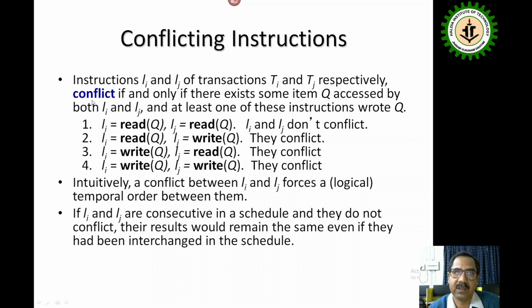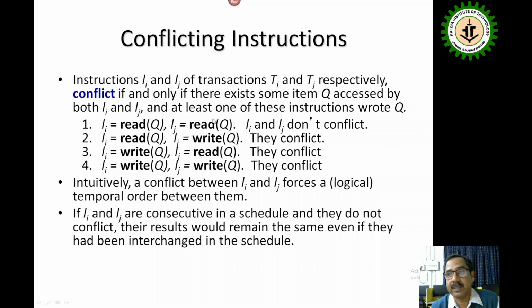a conflict arises. So when a conflict arises: if we consider two transactions Ti and Tj, and we consider two instructions Ii and Ij respectively, then the instructions may conflict if at least one of these two instructions is a write operation, and both instructions must access the same data item.